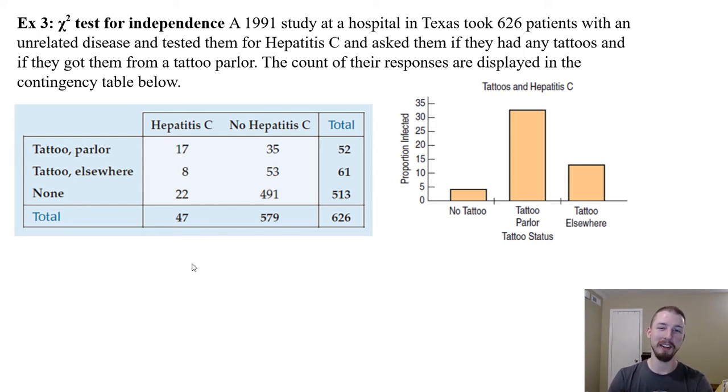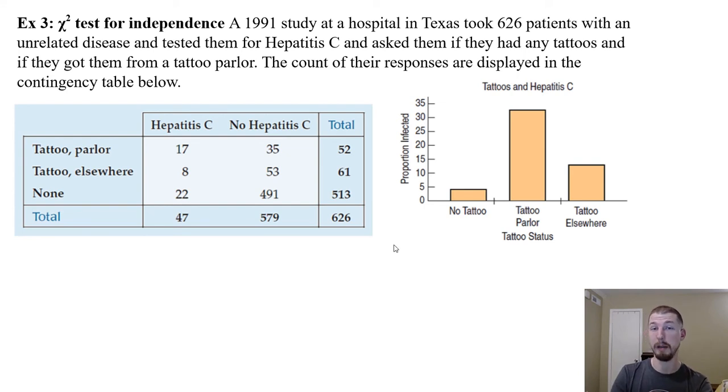So the count of their responses are displayed in the contingency table below. So whether or not they had Hep C, yes or no, and where they got their tattoos, if they had tattoos or not at all. So this is one sample across two variables. And so just like Titanic, we're sorting from one sample across two variables.